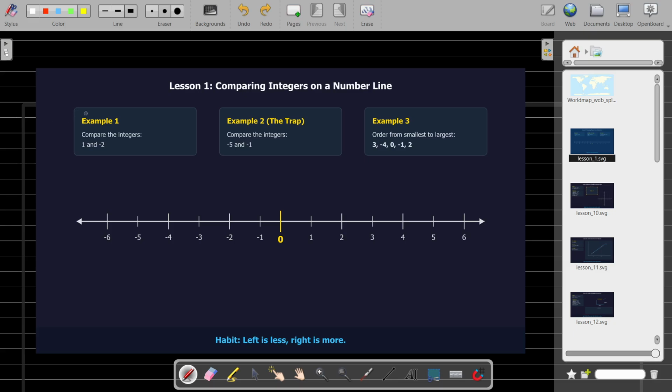An integer is simply a whole number. It can be positive, negative, or zero. No decimals, no fractions, just clean whole numbers.